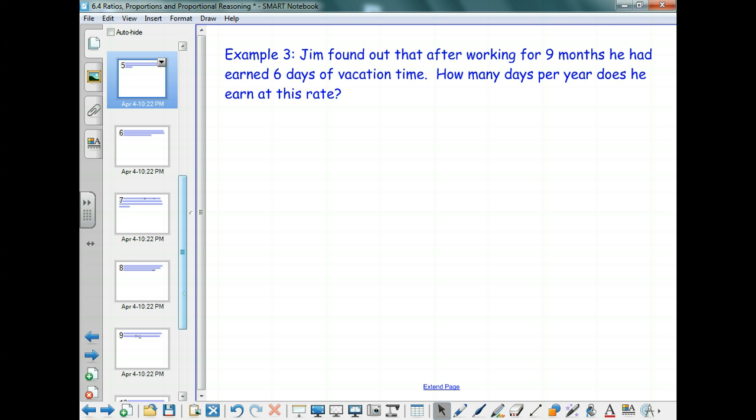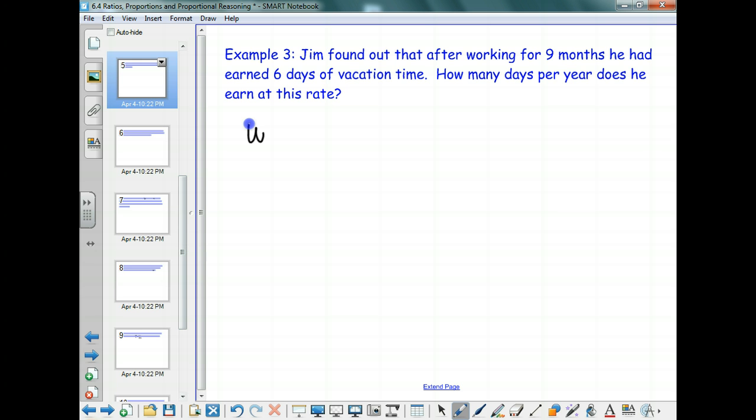All right, so Jim did this anyway, right? Because I don't know, but in my mind, I think, well, shouldn't Jim have known to begin with? Apparently, this Jim didn't, though. All right, so it says after working 9 months, he's got 6 days of vacation time. How many days per year does he earn at this rate? So the first thing we're going to take a look at is the comparison of things. What are we comparing here? Months worked to days of vacation.